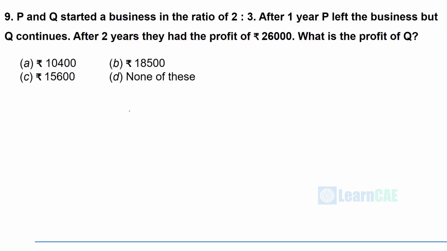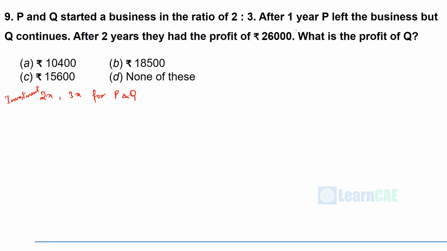Okay. Next question. P and Q started a business in the ratio of 2:3. After 1 year, P left the business but Q continues. After 2 years, they had the profit of rupees 26,000. What is the profit of Q? Okay. Let the investments be 2x and 3x for P and Q. This is investment or capital.